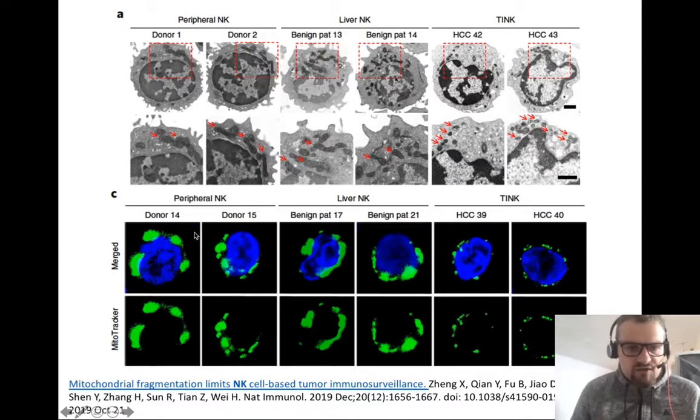They also looked at this by fluorescence imaging using a mitochondrial dye. You don't get the same resolution, but it's still very clear, and it shows you that the mass of the mitochondria for these NK cells is much more than for the NK cells that are infiltrating into the tumor in these patients.